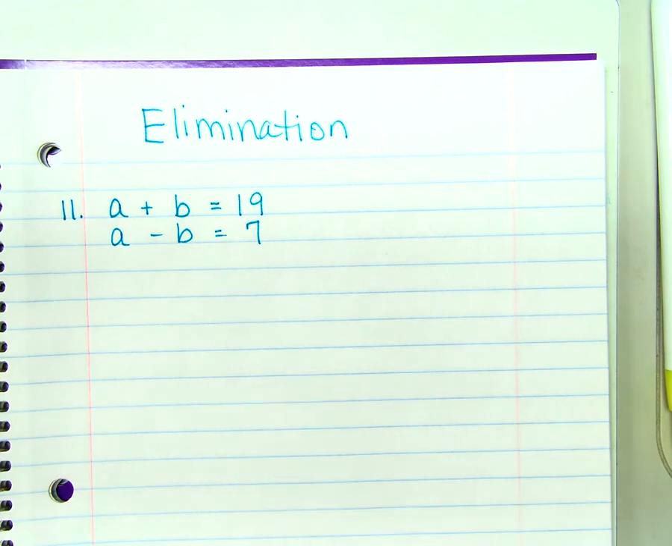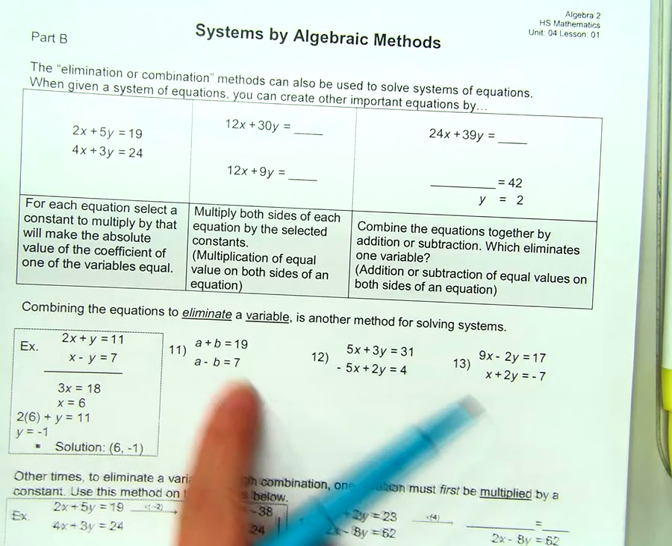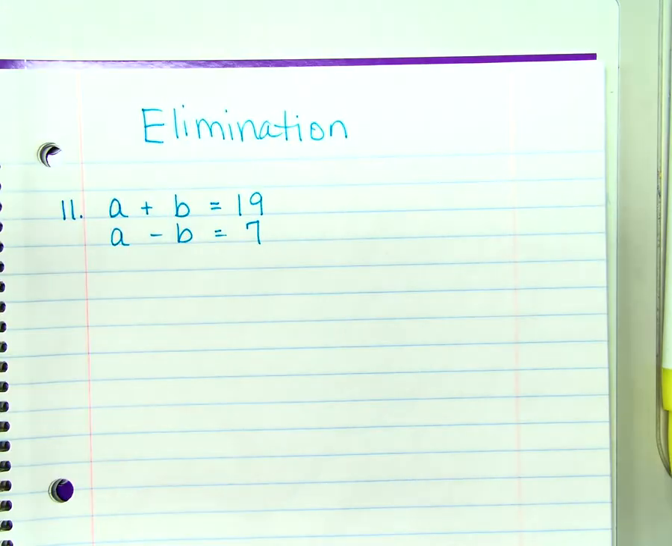So if these are the two equations that you're given, notice that this is number 11 on your worksheet. There's just not a whole lot of room for me to work, so I'm working it on this page. You're more than welcome to work it on your own notebook paper or on the worksheet itself.